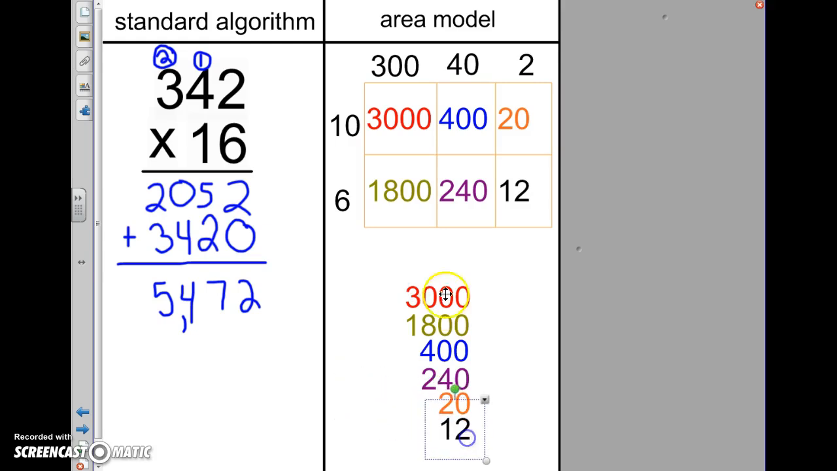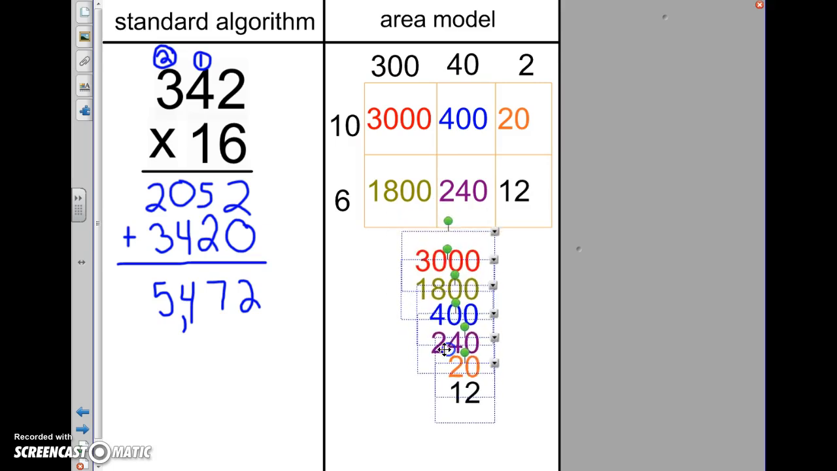So if we add those all together, I'm just going to move all this up real quick here. We're going to have 0, 0, 0, 0, 0, 2. We'll have 2 in the ones place here. 0, 0, 0, 0. We have 4 plus 2 plus 1 gives us 7. 8 plus 4 is 12, plus 2 is 14. Carry the 1 over here, and we have 1, 4, 5. So again, the product is 5,472.